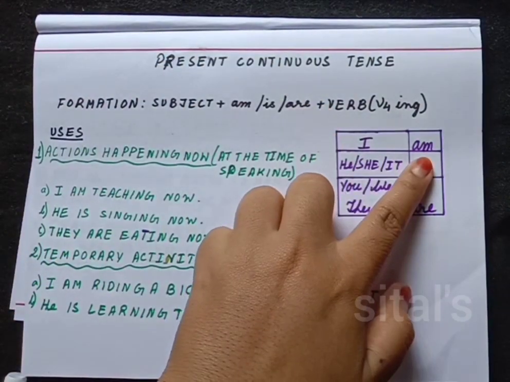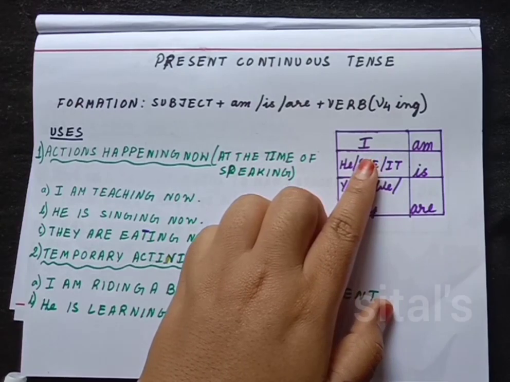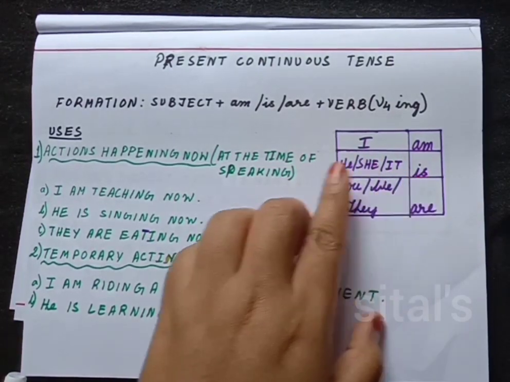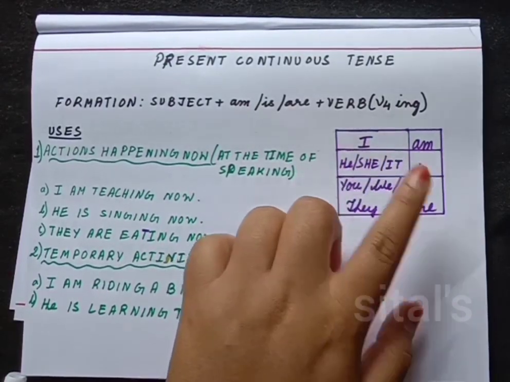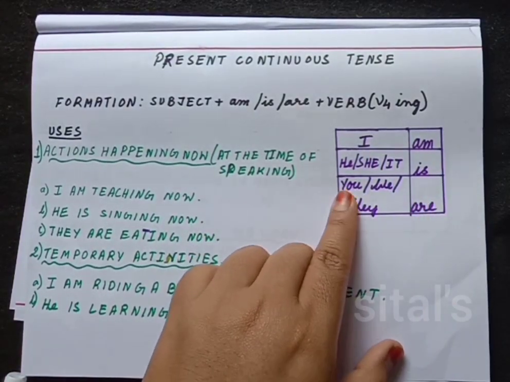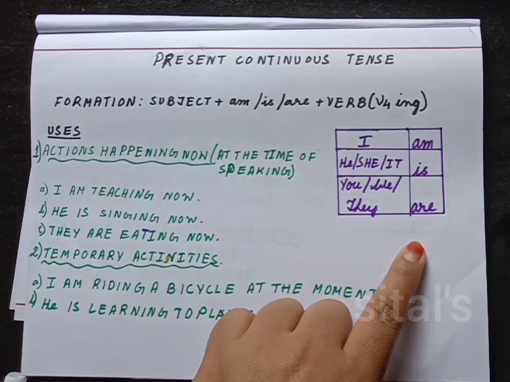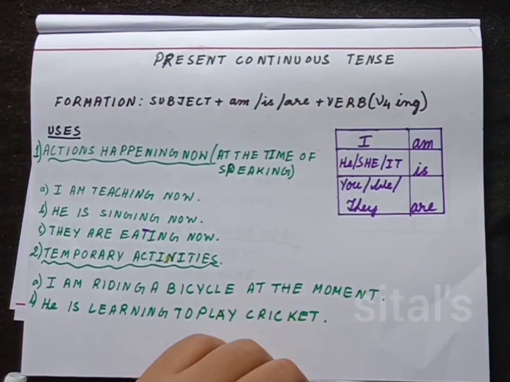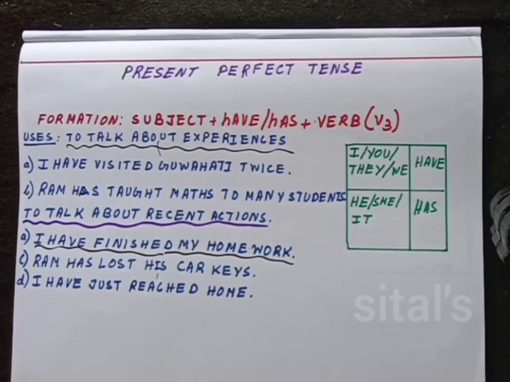With I, we use am. I am teaching now. I am teaching English. He, she, it: is. He is. She is. It is. Hari is. You are, we are, they are, Ram, Hari, Jadu, Madhu are. When we talk about more than one person, we use are. Am I clear?